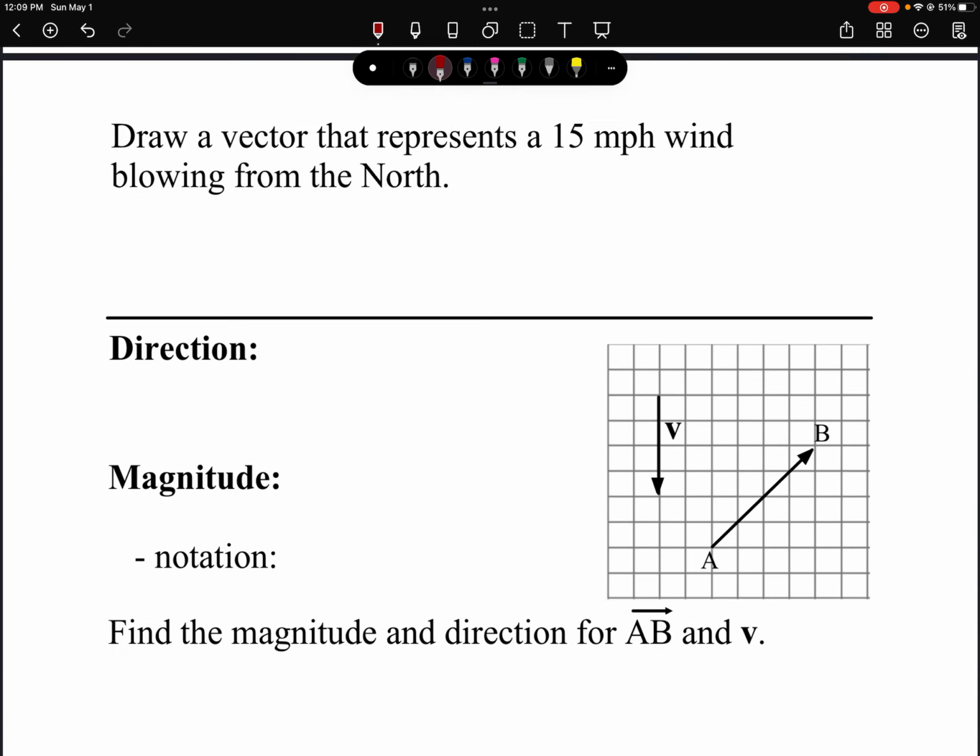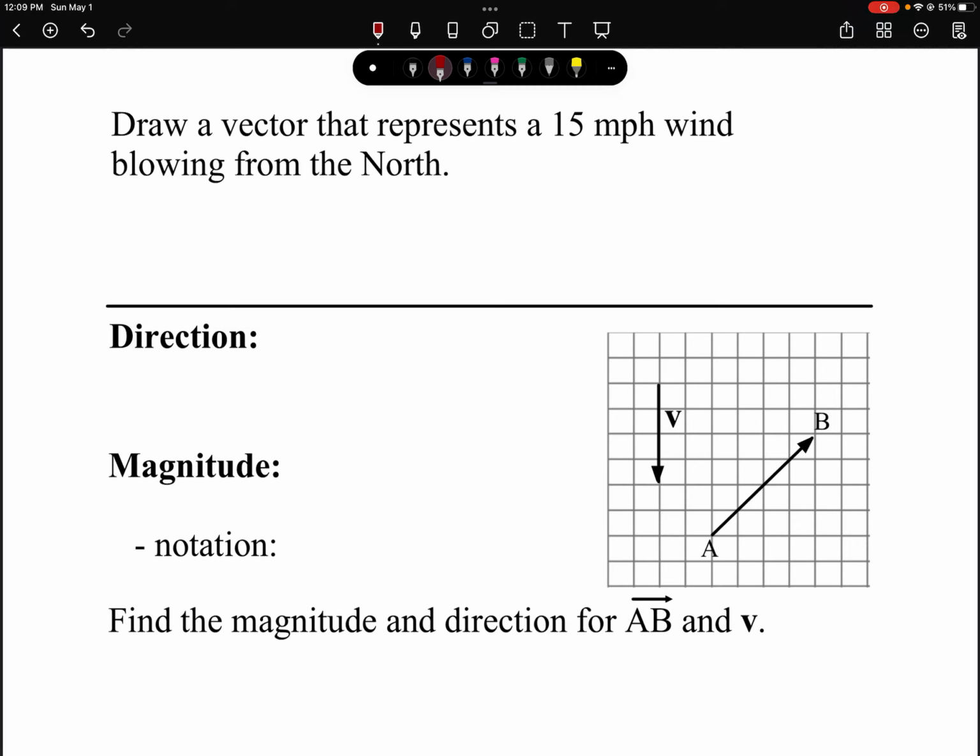All right, let's move on. It asks us to draw a vector that represents a 15 mile per hour wind blowing from the north. So just thinking about our compass rose, we've got north always being at the top, and then we've got east, south, and west. Hopefully we know that. But if it's blowing from the north, that means it would be blowing towards the south. So if we were just trying to illustrate this vector, it would be a ray pointing downward towards the south. And then we would label it with a 15 there because it's 15 miles per hour.